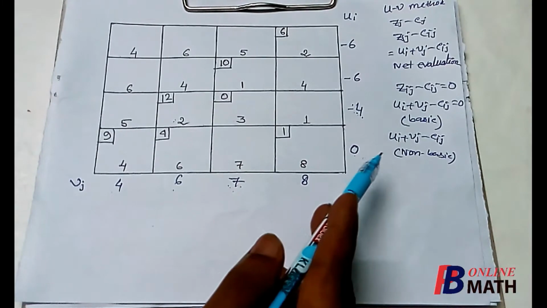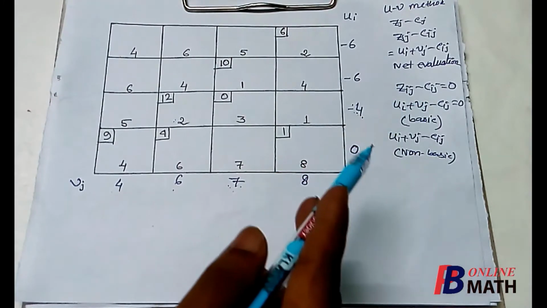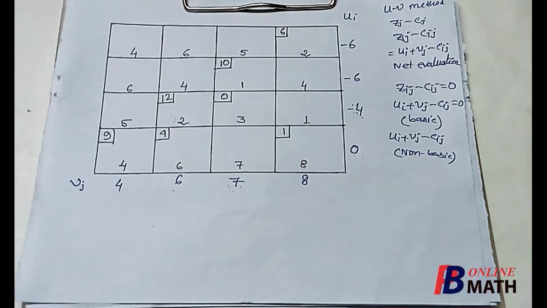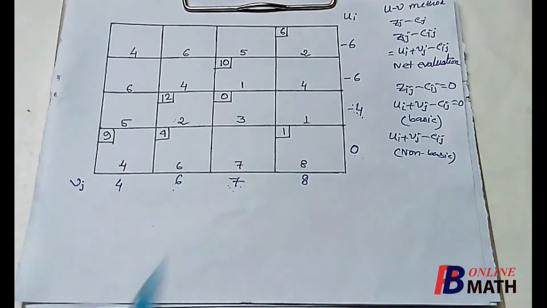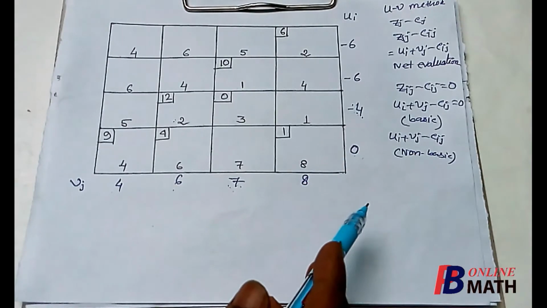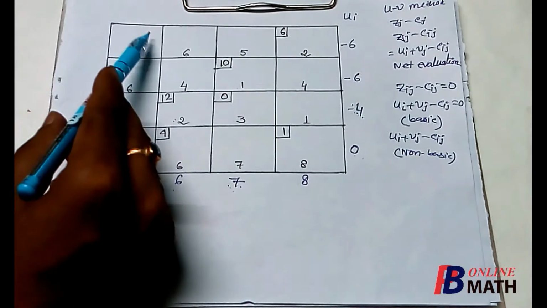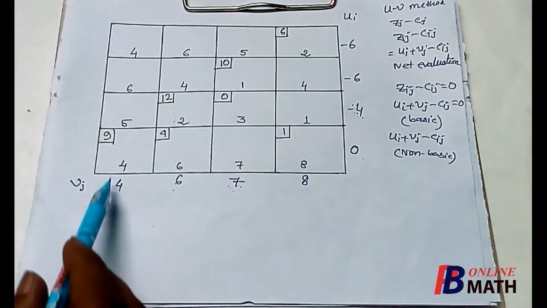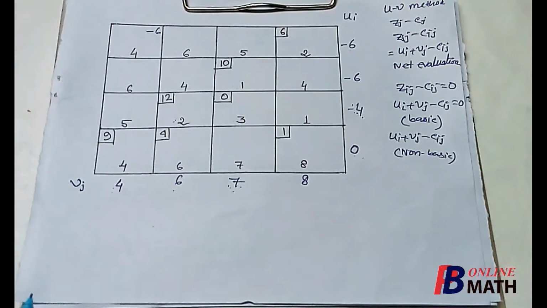Now if the values of ui and vj are known, then we can easily find the values of zij minus cij for the non-basic cells. We shall compute all the values of zij minus cij for each non-basic cell, and we shall display this value at the northeast corner of the non-basic cell. These values will be called net evaluations. So for a non-basic cell, the net evaluation value will be ui plus vj minus cij. So we start with this cell. For this cell it is ui plus vj minus cij, so it is minus 6. This is the net evaluation value for this cell.